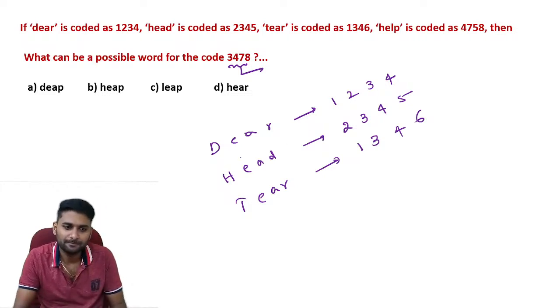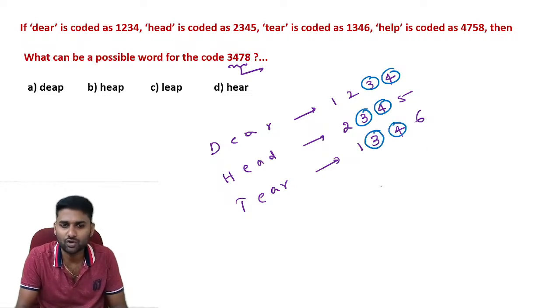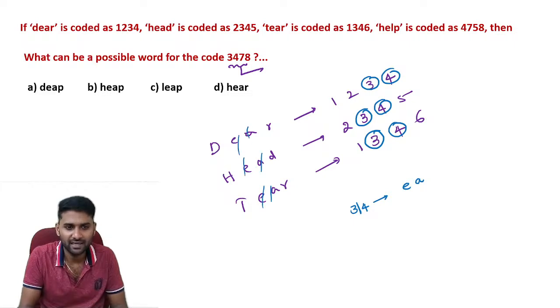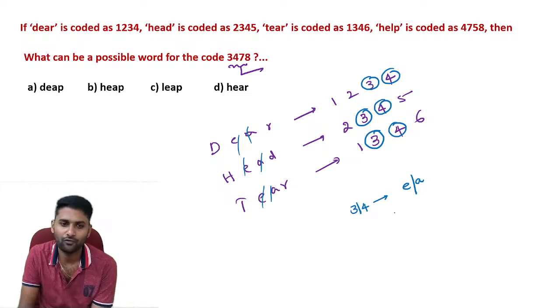Guys, observe that here. You can see 3 is common, 4 is common. Again 3 is common, 4 is common. 3, 4 is common means there are two letters always common for the given words. Those are E and A. So E and A, we are not sure, can be coded as either 3 or 4.